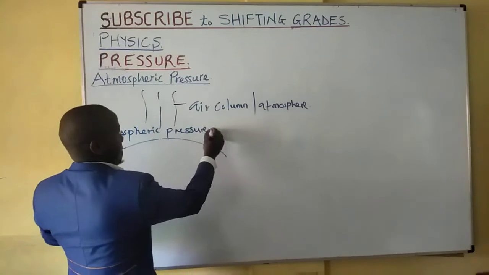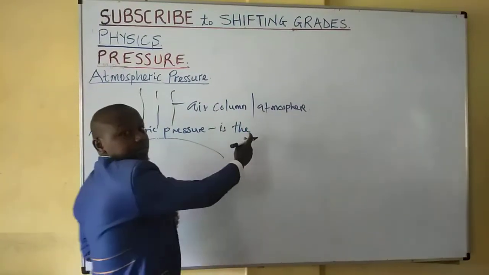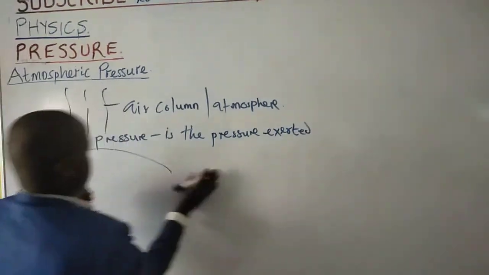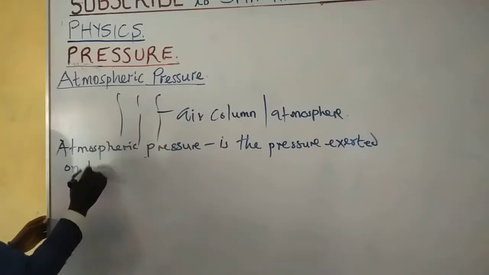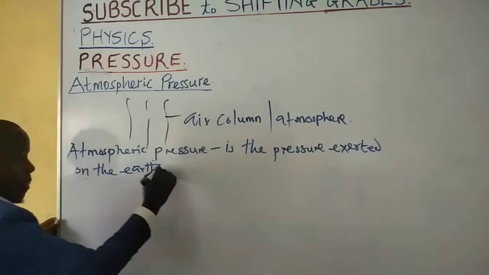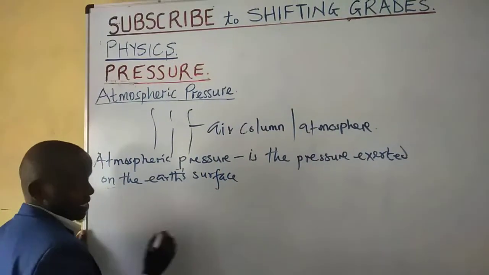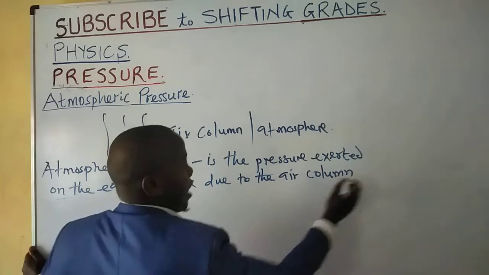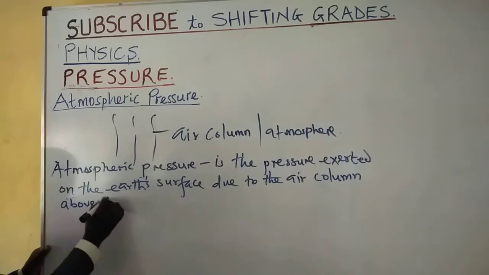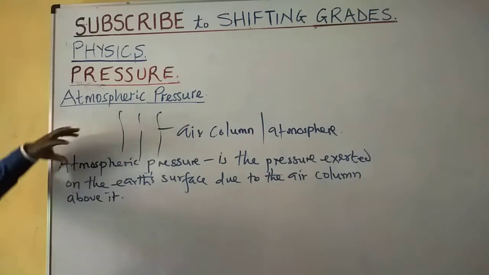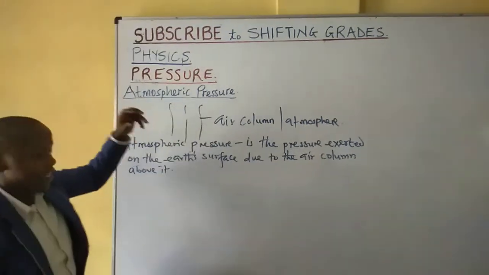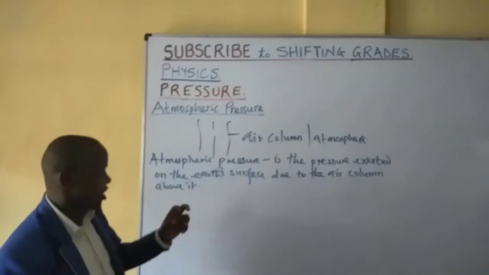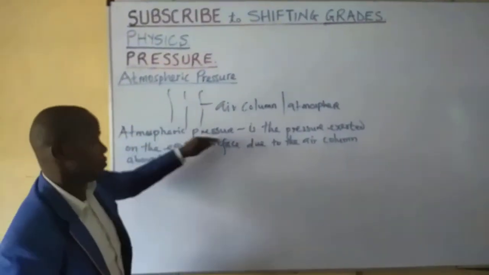Therefore, we can note that atmospheric pressure is the pressure exerted on the Earth's surface due to the air column above it. Therefore, the air column above the Earth's surface exerts some weight on the surface of the Earth, and that weight is the one which is causing a pressure. And then the pressure due to the atmosphere is what we are calling atmospheric pressure.